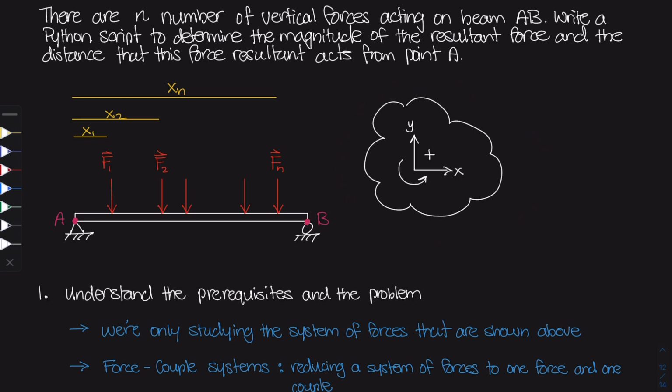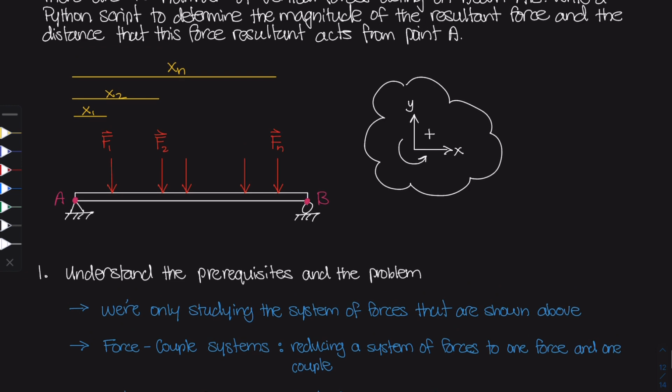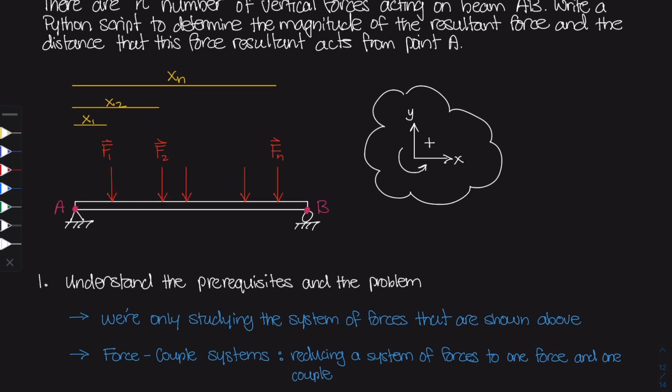So let's start off with sort of step 1. Actually, let's start off with the problem statement. I totally forgot the problem statement. Okay, so the problem statement says there are n number of vertical forces acting on this beam AB, and we essentially want to write a Python script that determines the magnitude of the resultant force and the distance that that force acts from point A. So we're essentially looking at the system of forces that are placed on top of this beam, and we're trying to find the resultant force of all of these forces. And that resultant force is going to be at some distance away from point A, and that will just be some distance x, and this will be the resultant force.